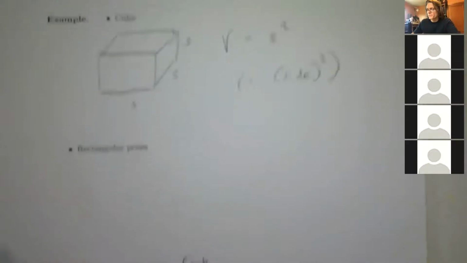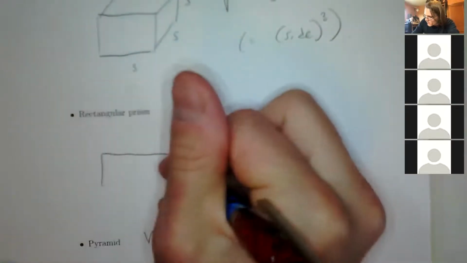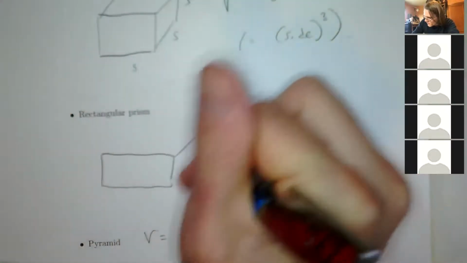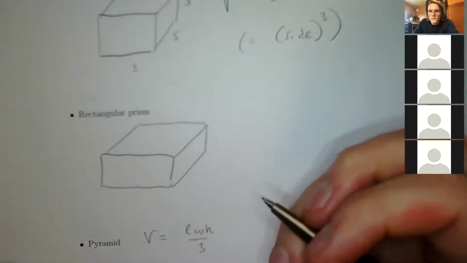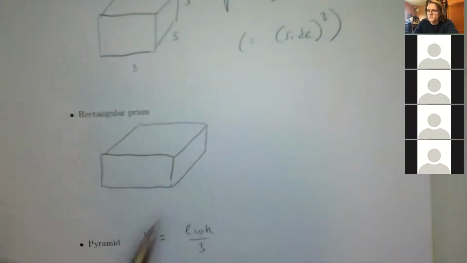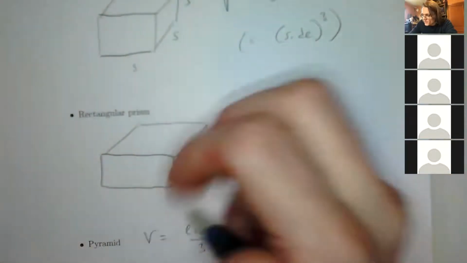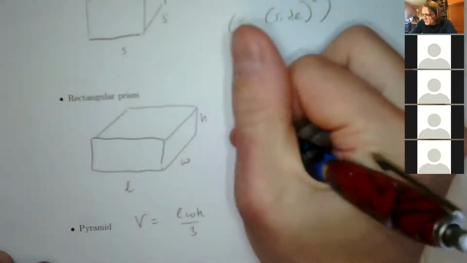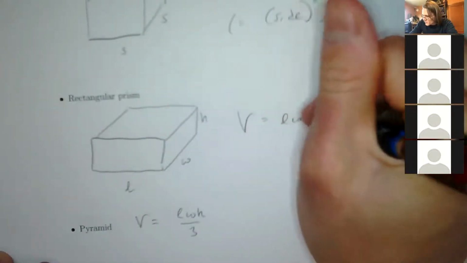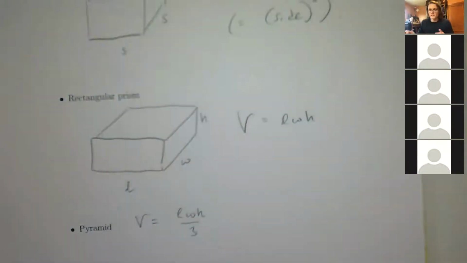So if it's a cube, you just cube the sides. If it's a prism, let me draw that again, something like that. And again, you have length, width, and height, where since it's a rectangular prism, they're not all necessarily the same like they are with a cube. I have length, width, and height. In this case, as I said, my volume will just be length times width times height, all multiplied together.